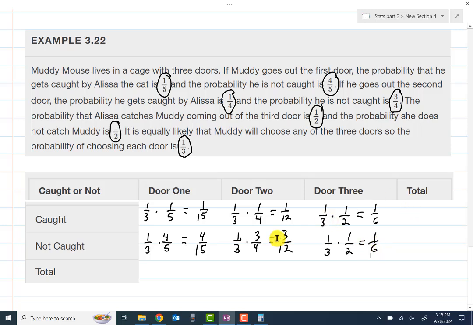And as before, let's total these up. This is where it's nice to have the same denominators, because if they have the same denominators, all I have to do is add the numerators together. So in this first column, 1/15 plus 4/15 is 5/15. And the same goes here for the second column. Everything is over 12, so 1/12 plus 3/12 is 4/12. And finally, for the last one, we got 1/6 plus 1/6 gives us 2/6.